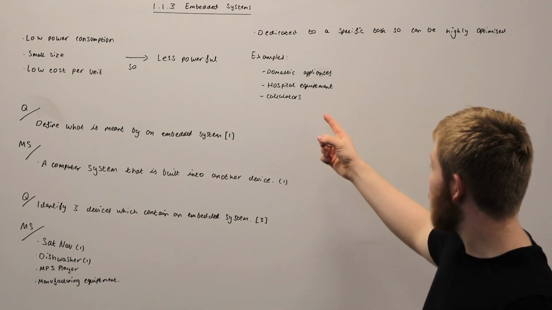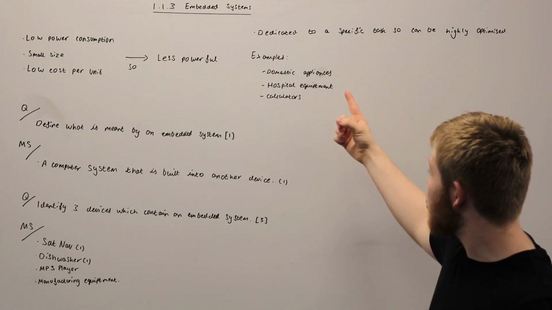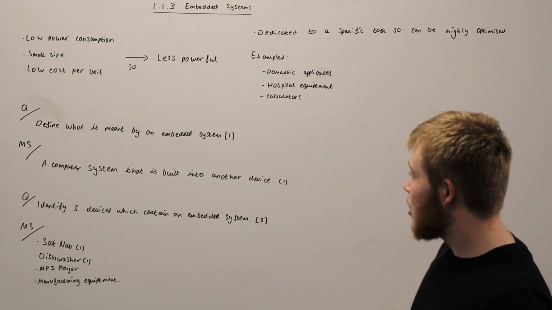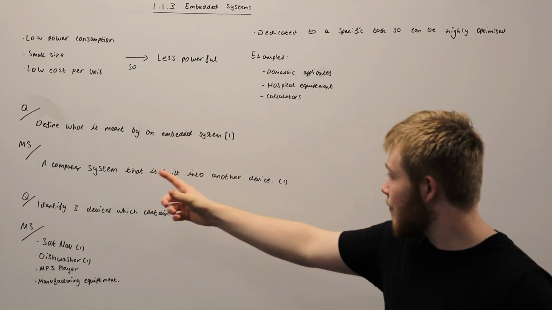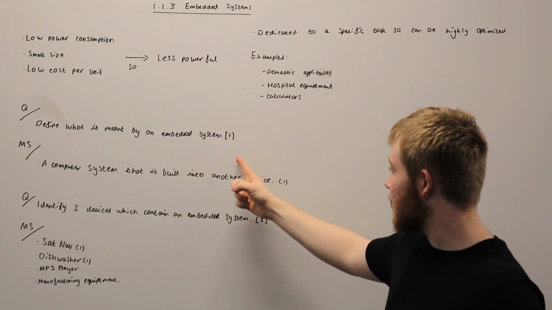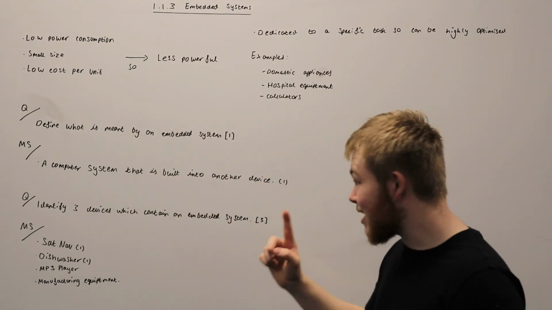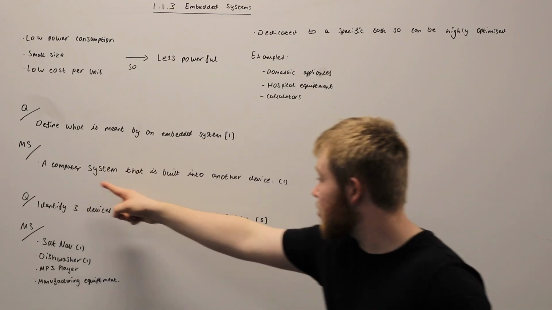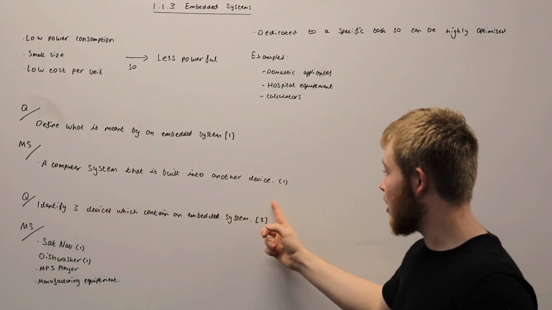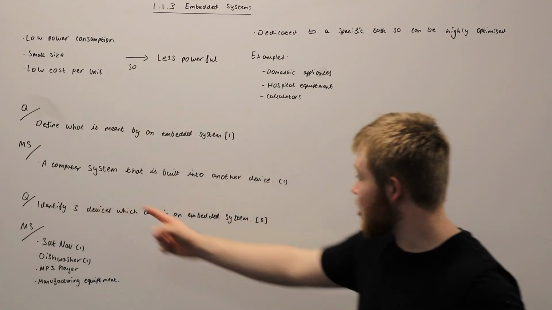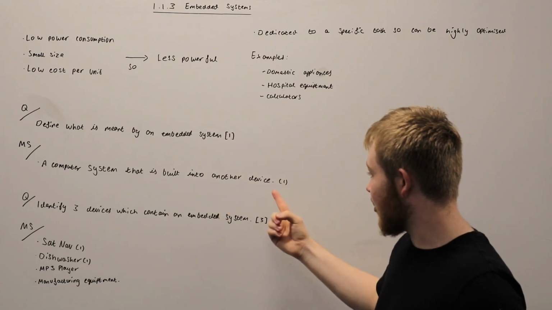Examples of these include domestic appliances, hospital equipment, calculators. So, exam question: define what is meant by an embedded system. An embedded system, and this is exactly from the mark scheme, is a computer system that is built into another device. Drill that into your heads. It's a computer system that is built into another device.